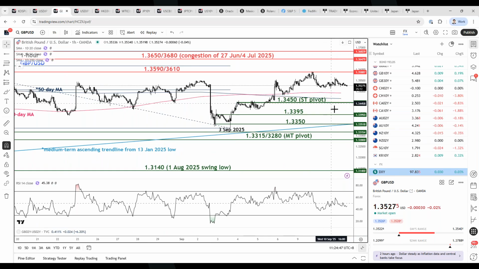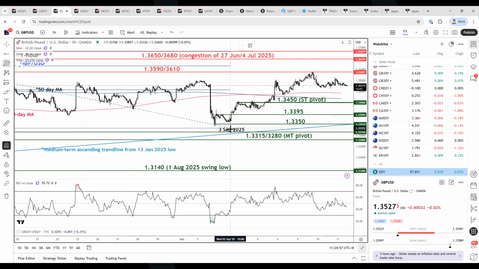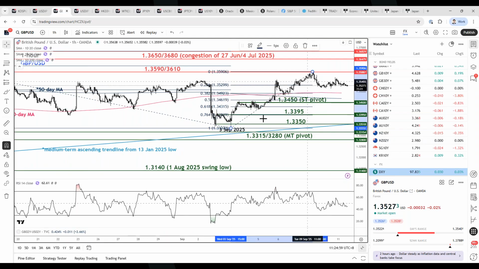So I'll be using a tight short-term pivotal support level for today, which is very slightly below the 50-day moving average at 1.3450, and also in confluence with a key Fibo retracement level after taking into account that rebound from 3rd of September to 9th of September. So that is the 50% Fibo retracement level. So using a tight short-term pivotal support on the sterling dollar for today, 1.3450, maintain that bullish bias.